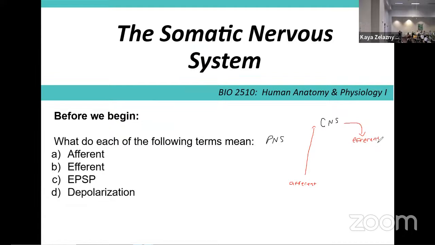Then we have another branching point. We've been talking up to this point about the autonomic nervous system, which had the sympathetic and the parasympathetic branches. We'll label those, but together, those two branches are going to our glands, our heart, and smooth muscle. So cardiac muscle, smooth muscle.